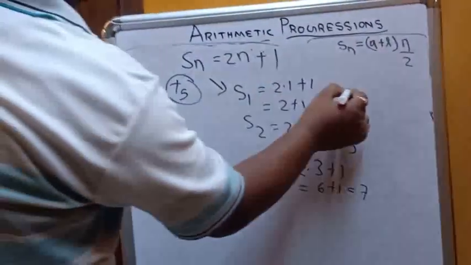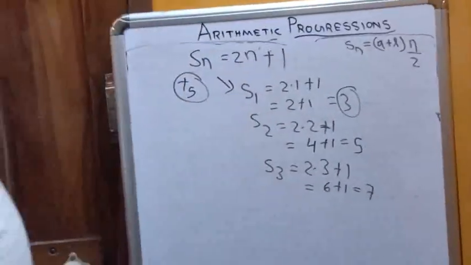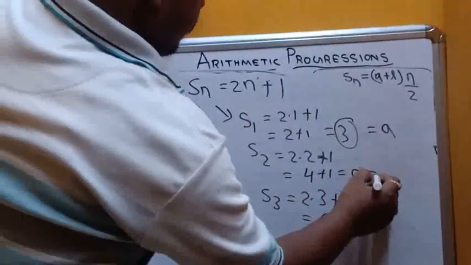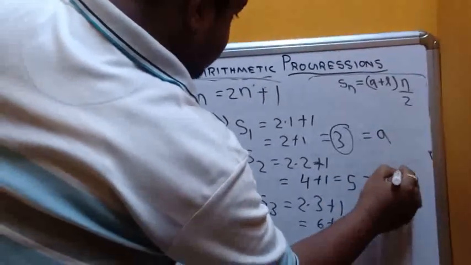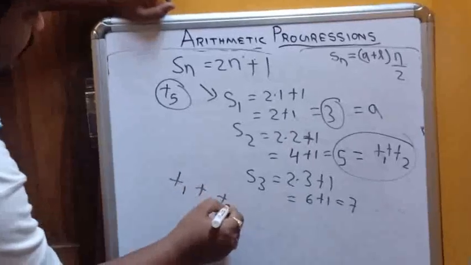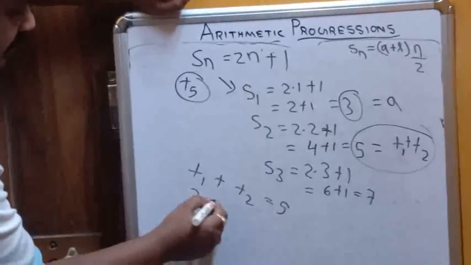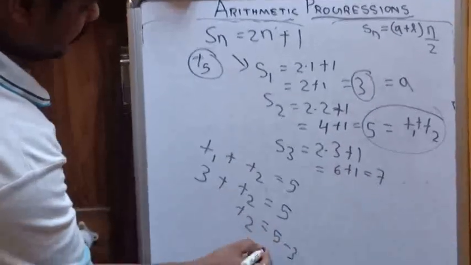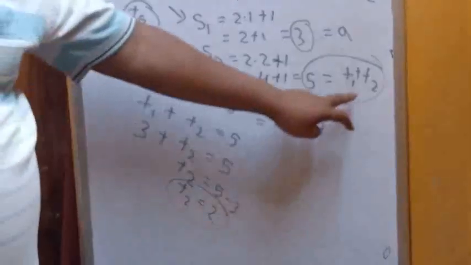So here the first term means the sum of only one term. S1 means the sum of the first term, so here I can write this one as A. Yes or no? Then this one equals how much? A, first term, plus second term. So T1 plus T2, first term plus second term, equals 5. So can I get the second term? T1 equals 3. T2 I don't know. So T2 equals 5 minus 3 equals how much? 2. Second term equals 2.